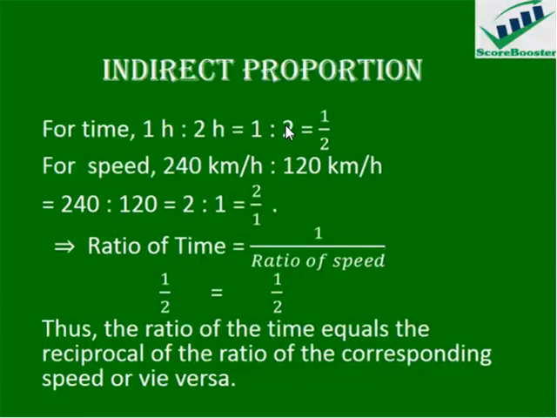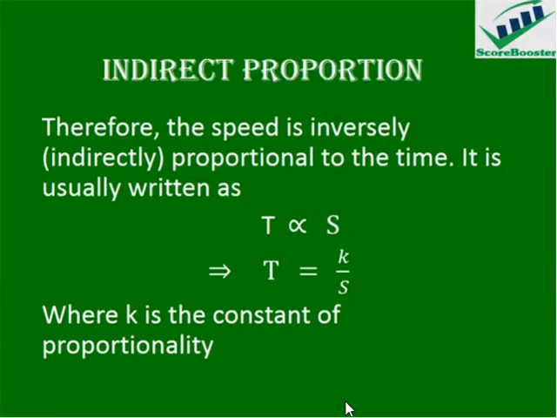So this is the relationship between the time and speed of that particular car, which is what happens to quantities that are in indirect proportion. The ratio of one quantity will be the reciprocal of the ratio of the other quantity. So here, the ratio of the time equals the reciprocal of the ratio of the corresponding speed, or vice versa. So now you can see that the speed is inversely or indirectly proportional to the time.